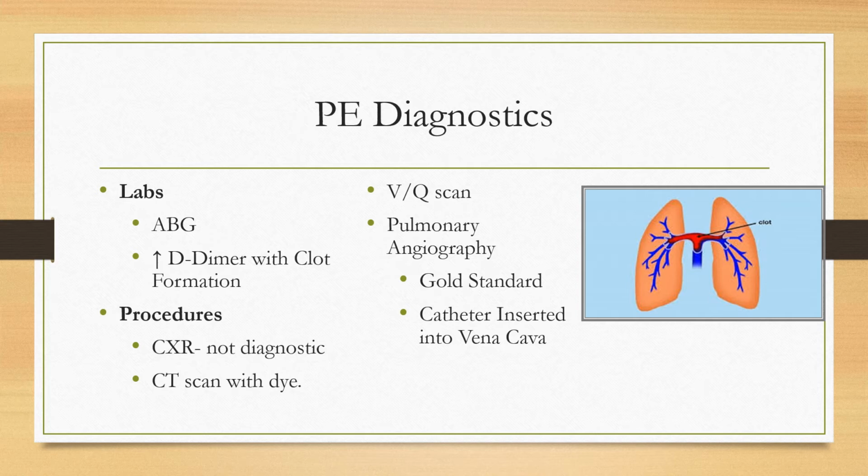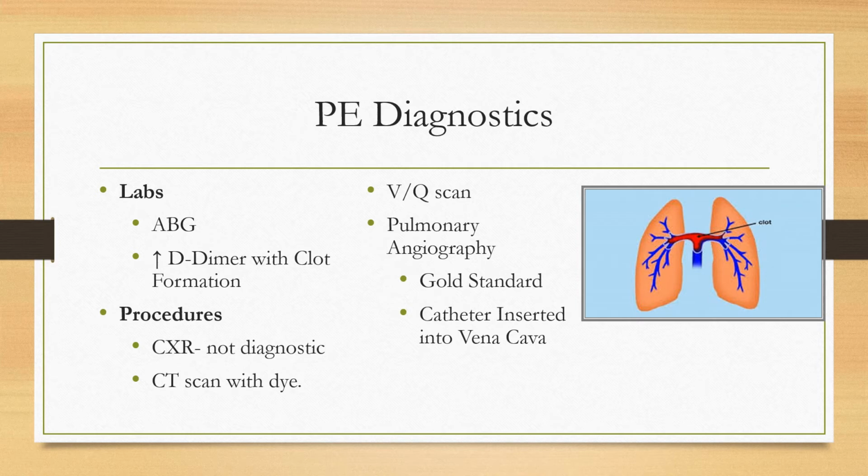If there's a blood clot, meaning a PE, the Q, so the perfusion will be altered because there's a blockage, and it'll be an abnormal VQ scan. We don't use them very much anymore. They're not as accurate as a CTA.